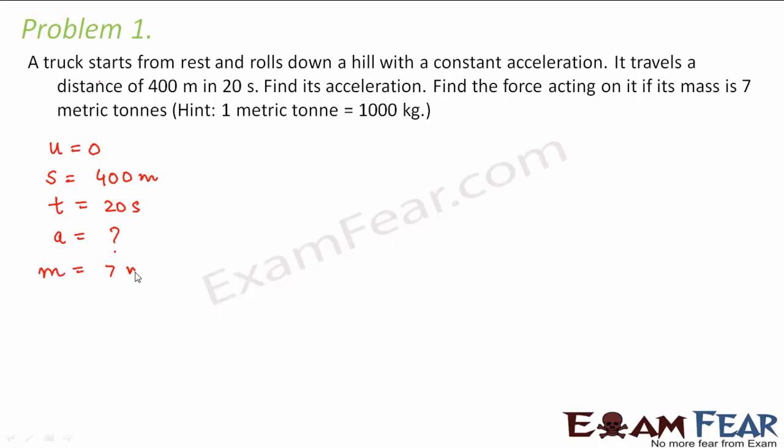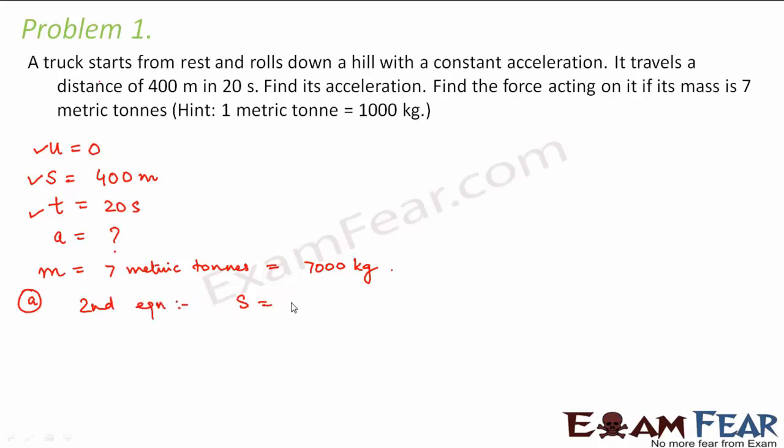So what is the mass? 7 metric tons. But we need the mass in SI unit, that is kg. So here it is given 1 metric ton is 1000 kg. So 7 metric tons would be 7000 kgs. So now here, in order to solve these problems related to motion, we will need the kinematic equations of motion on and off. So we will be making use of those three equations. So in order to find out the acceleration, we are given S, U and T. So which equation of motion will suit it the most? The second equation.